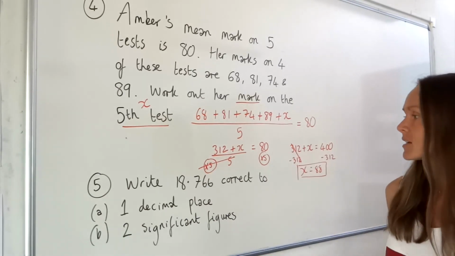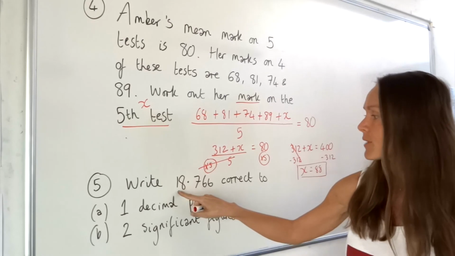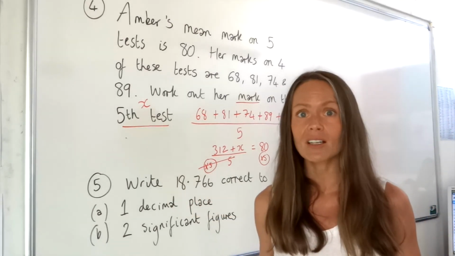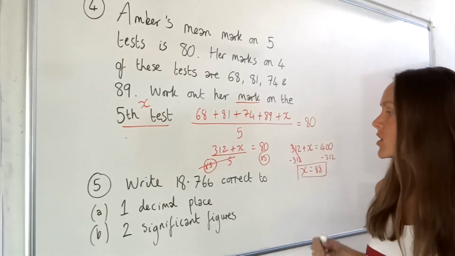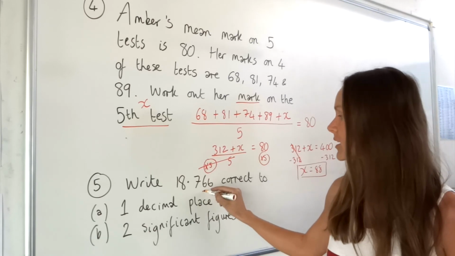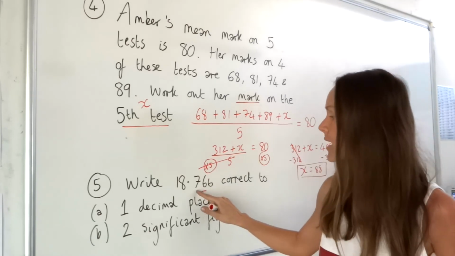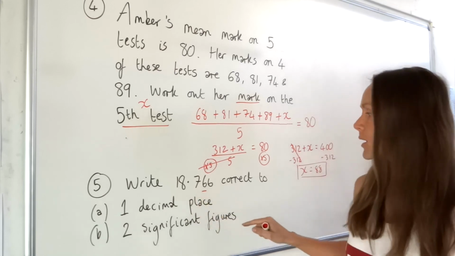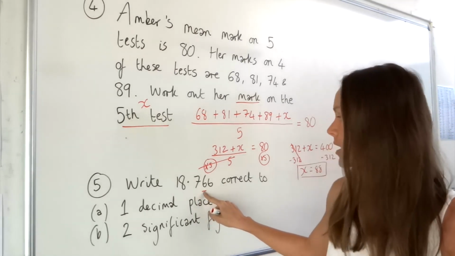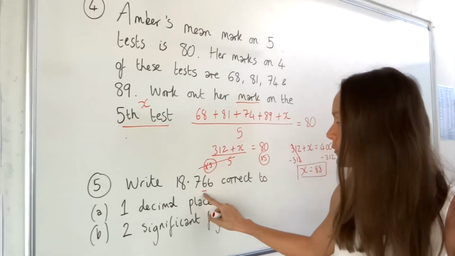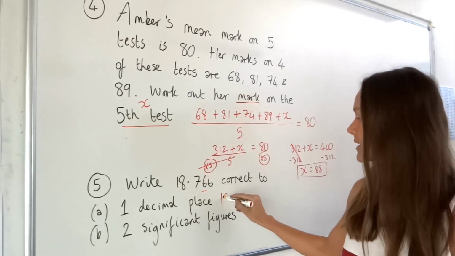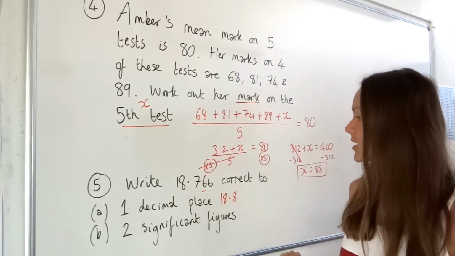A little bit of rounding. Okay, the first one, we have to round this number to 1 decimal place. That just means we want to have 1 number after the decimal point. So if we want 1 number after the decimal point, we have to check the second number to see if it rounds that first number up or not. Now, it only rounds that number up if this number is 5 or bigger than 5. And because 6 is bigger than 5, it rounds that number 7 up 1. So that leaves us with 18.8.